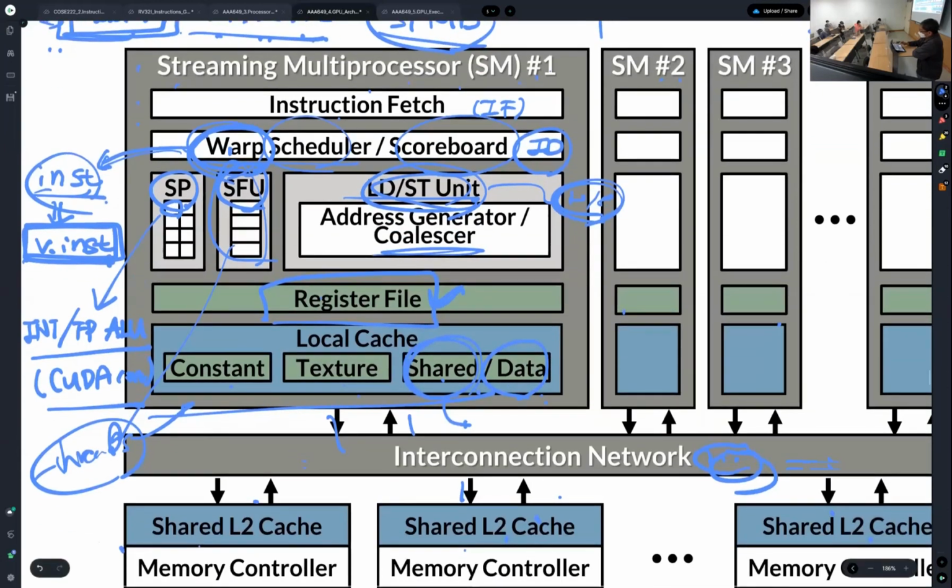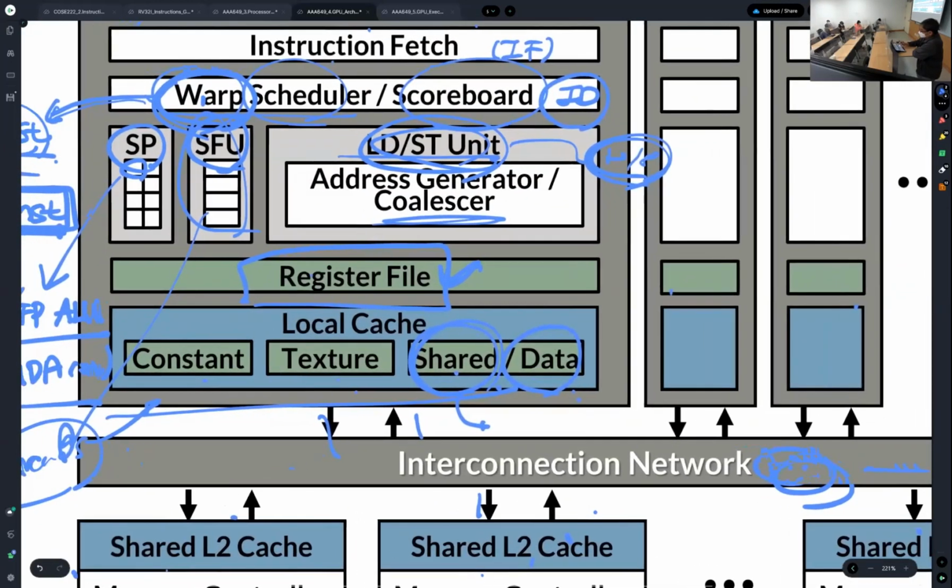So it means that the data in shared memory are handled by programmers. The data cache is a normal data cache, so the data cache is managed by hardware. And then the constant cache just stores the parameter data, constant data. Okay.